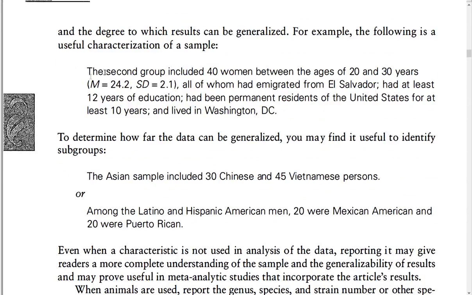And here is an example of what one of these would look like. It says here, the second group included 40 women between the ages of 20 and 30 years. Now, if you ever see this little M right here and it's italicized, that means the mean age or the average.